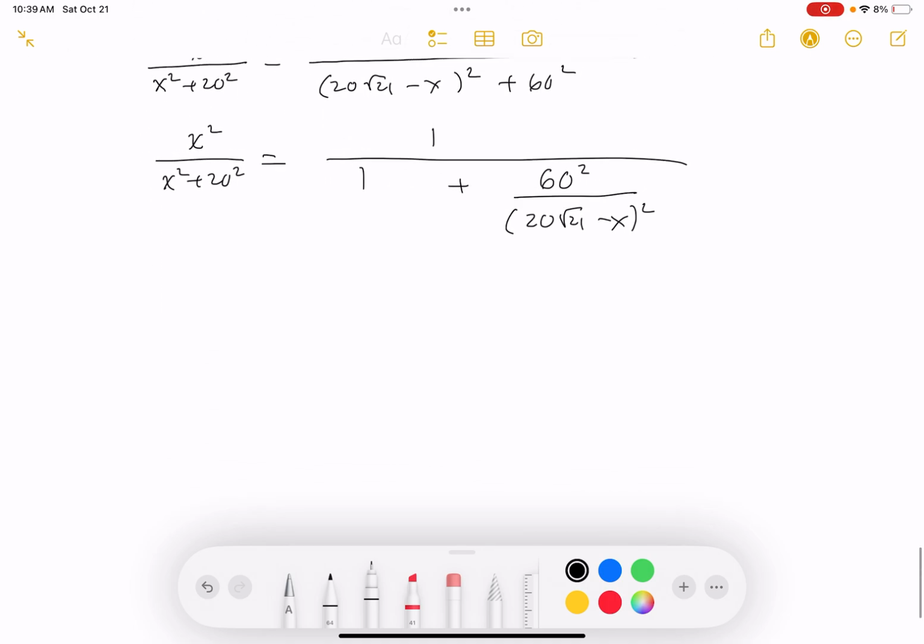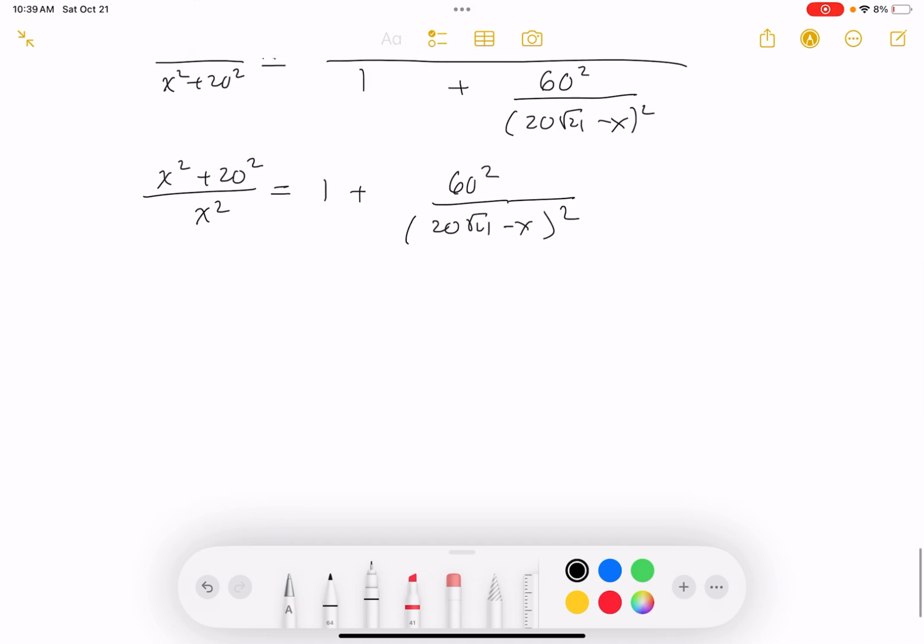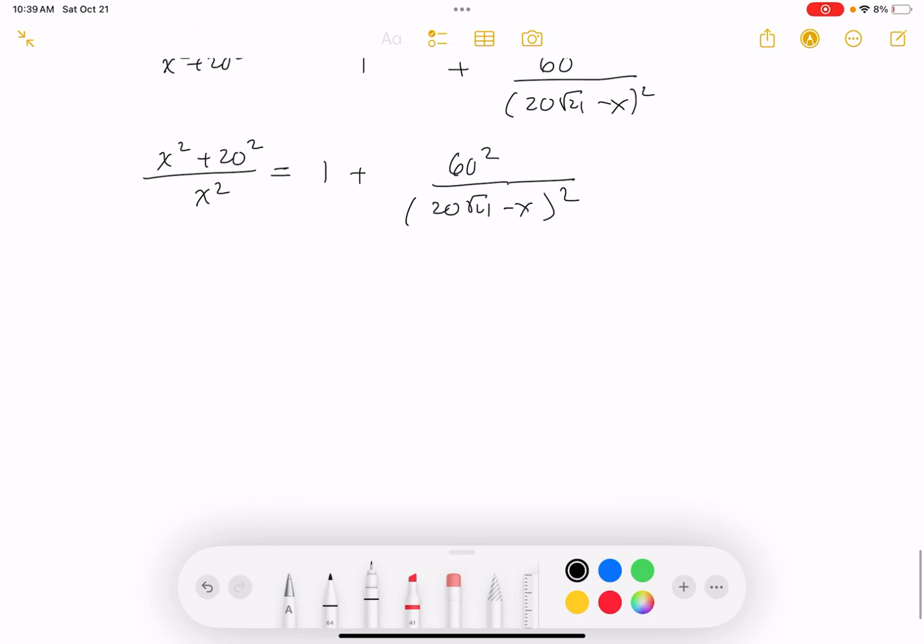And that does look awful, doesn't it? So what I want to do now is take the reciprocals of each side, and you get x squared plus 20 squared over x squared. That's a reciprocal, by the way. Well, the reciprocal of the other side is pretty simple. It's just simply 1 plus 60 squared over 20 root 21 minus x quantity squared. And what I'm going to do now is subtract 1 from both sides. And that doesn't look bad to do, by the way. And what would you be left with if you did that?